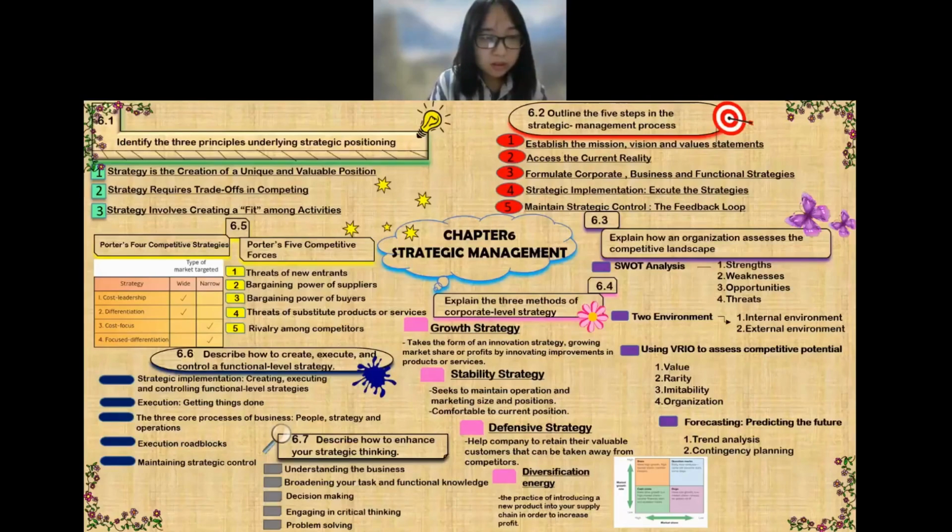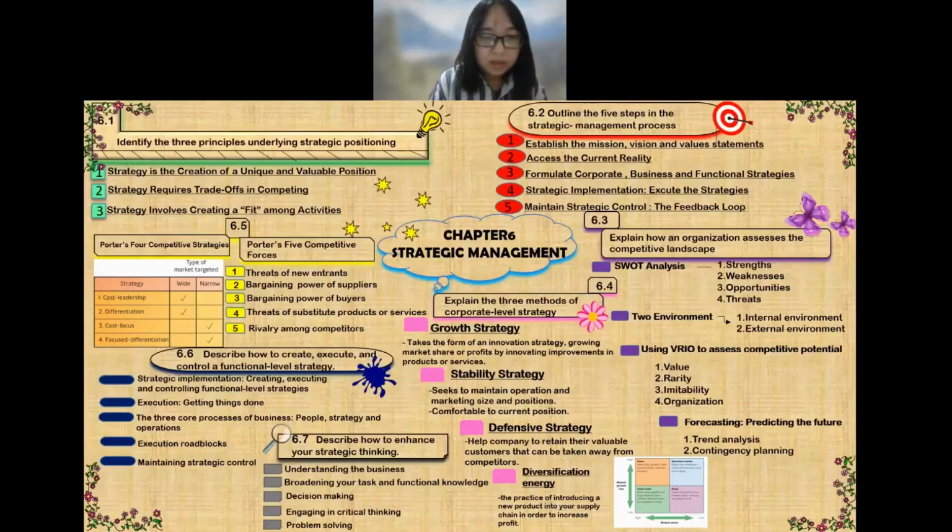The next one is execution roadblocks. Execution doesn't always go smoothly, and managers may face obstacles to strategy implementation for many different reasons. That is overcoming roadblocks in the C-suite and overcoming roadblocks down the hierarchy. The last one is maintaining strategy control. We should engage people, keep it simple, stay focused, and also keep moving.